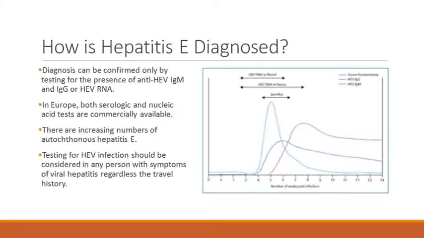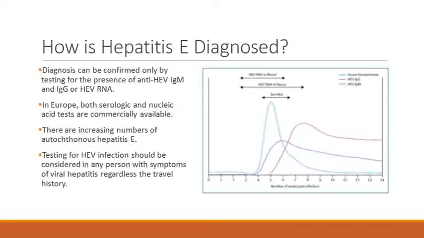Diagnosis can be confirmed only by testing for presence of antibody IgM or IgG and IgG or HEV RNA. In Europe, both serologic and nucleic acid tests are commercially available. In the United States, unfortunately, FDA did not license any commercial tests, but they are available for research use only, and after internal validation can be used.